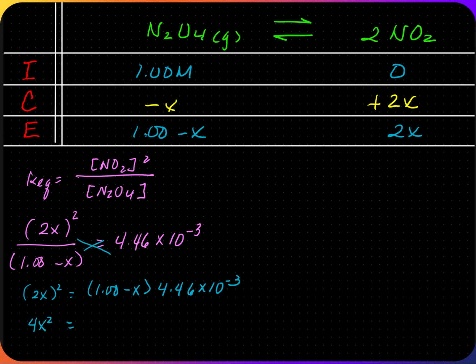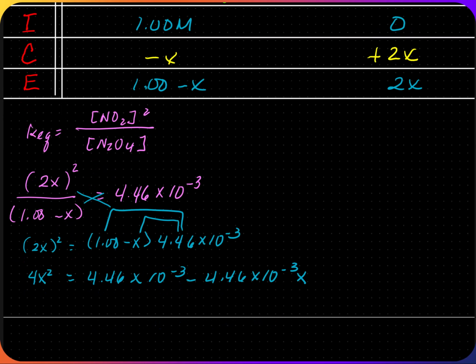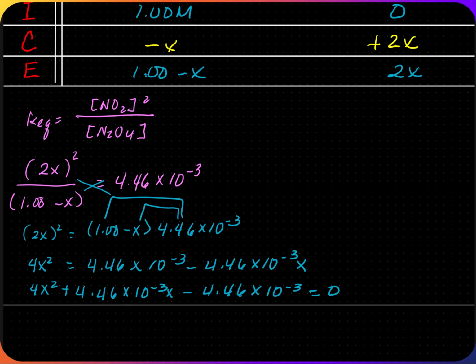And I'm going to distribute on the right side. So this is going to be multiplied with x, and this will also be multiplied by 1. That becomes 4.46 times 10 to the negative third minus 4.46 times 10 to the negative third x. Now I'm going to move everything to the left side to set it equal to 0. So that's 4x squared plus 4.46 times 10 to the negative third x minus 4.46 times 10 to the negative third equals 0. So now we have a quadratic equation.